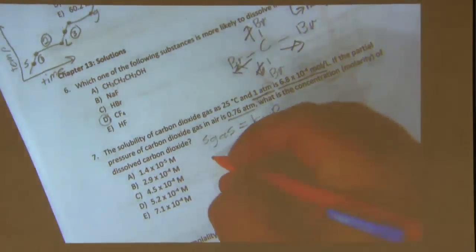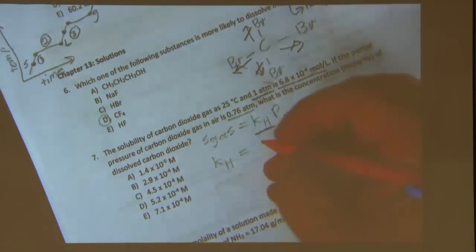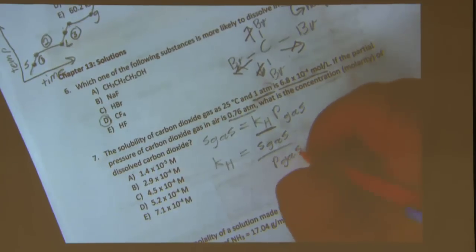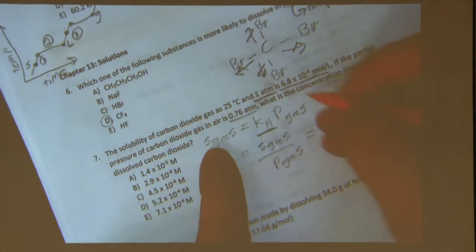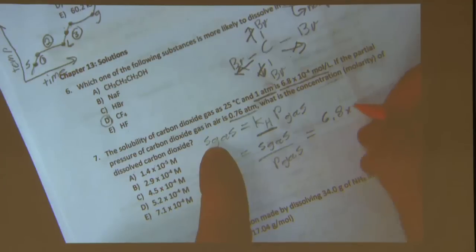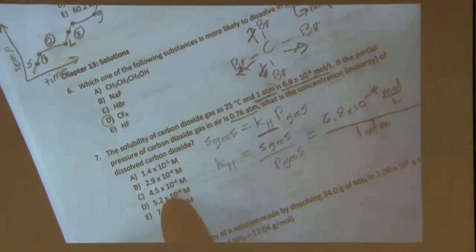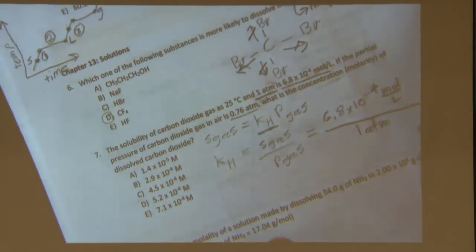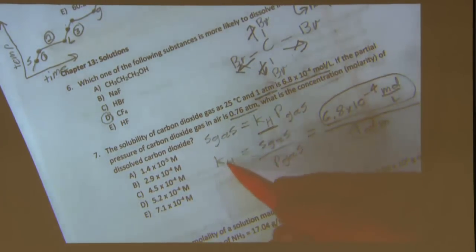So I'm going to solve for my KH, and that's going to be S gas over P gas. Here, I'm just going to plug in the 6.8 times 10 to the negative 4 moles per liter over the pressure of gas, which was 1 atmosphere. And when I solve this out, it's just going to be the same thing because it's divided by 1. So 6.8 times 10 to the negative 4 is our KH.